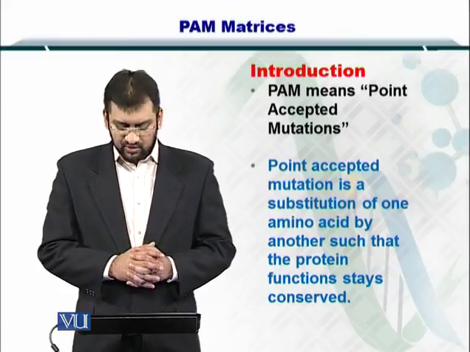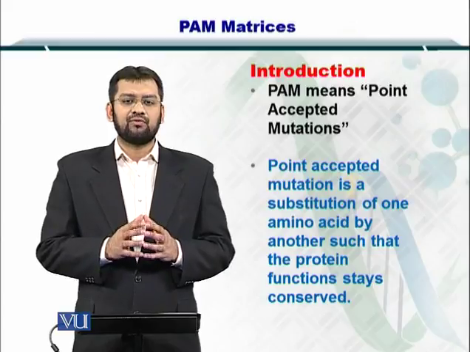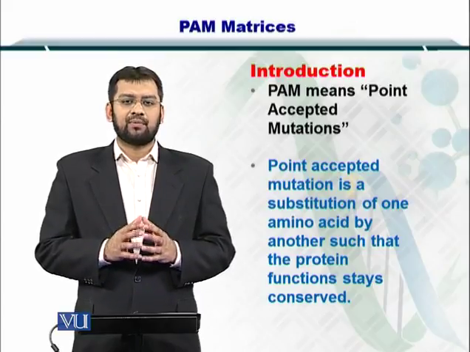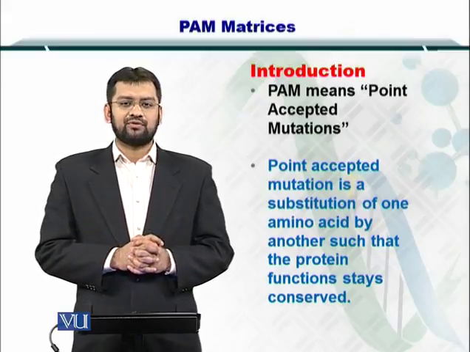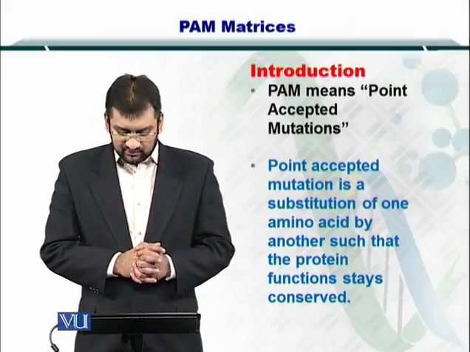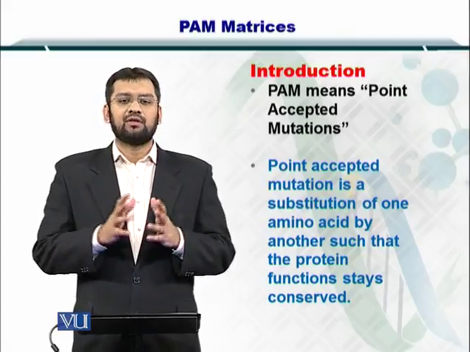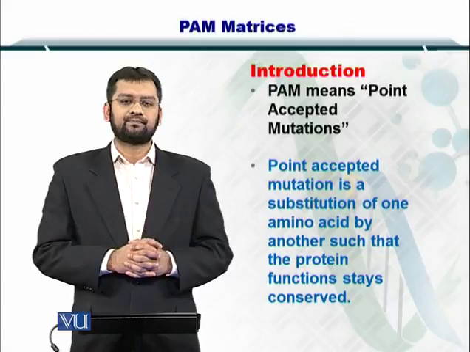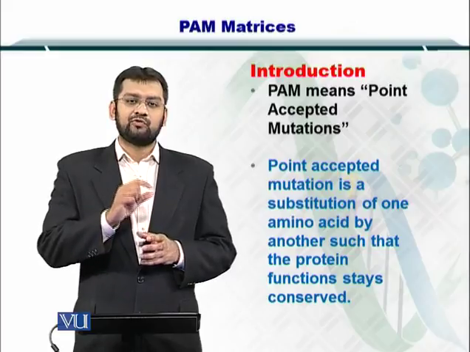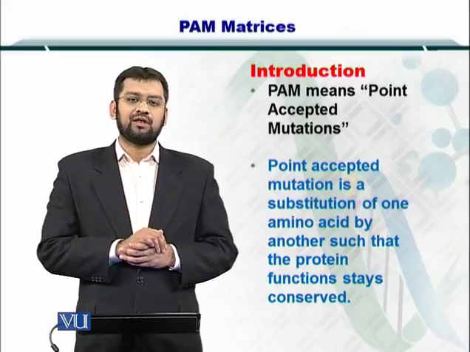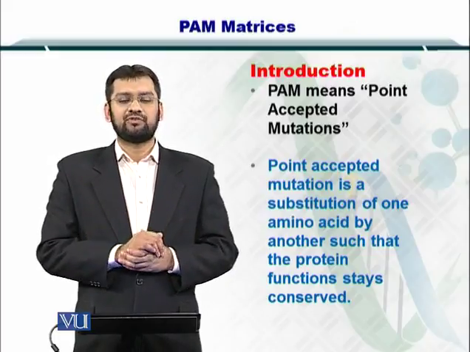PAM is essentially the point accepted mutations matrix, and it means that for a given site in a protein, the probability of one amino acid being substituted is 1%. Or simply put, a point accepted mutation is a substitution of one amino acid by another such that the function of the protein stays the same. Note that there can be a case where one specific amino acid in a protein is substituted and the protein function changes. So we are not talking about such a case.